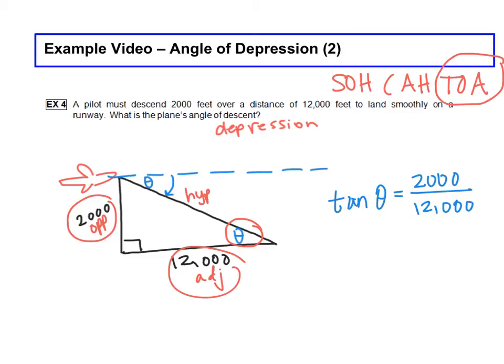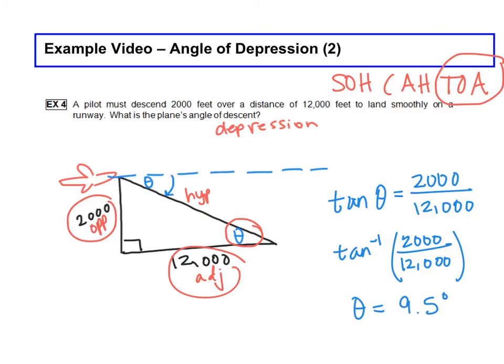So here we are trying to find an angle measure again. When you're trying to find the angle measure, you bring in those inverse functions. So we're going to do inverse tan of that 2,000 over 12,000. Then you go to your calculator, you have to do second tangent, and then you just type in 2,000 divided by 12,000 inside those parentheses. And we get our angle measure equal to, I'm going to round to the nearest tenth, 9.5 degrees.